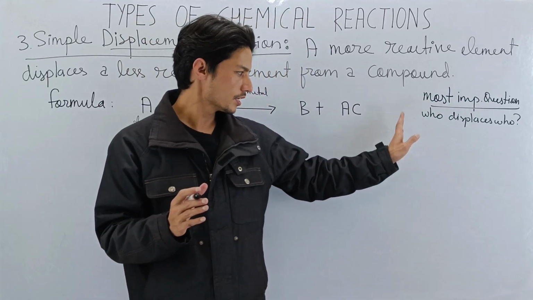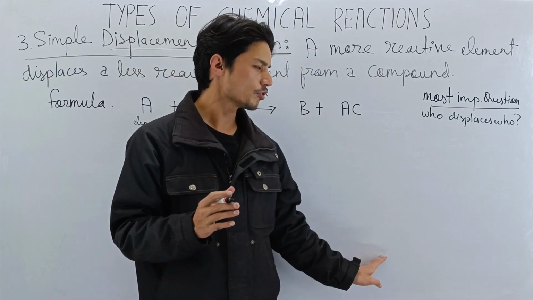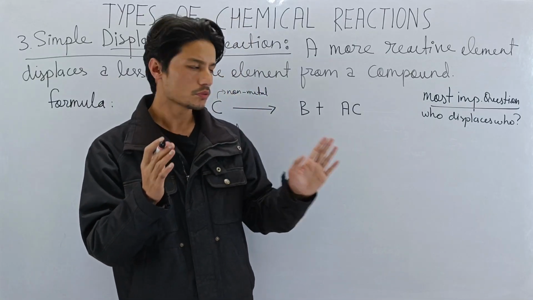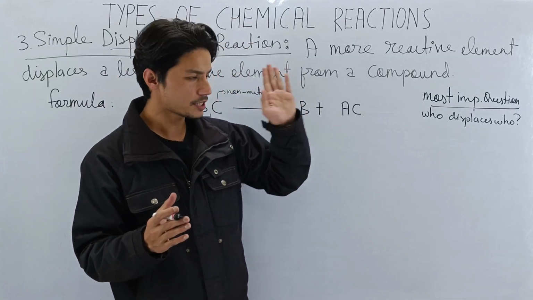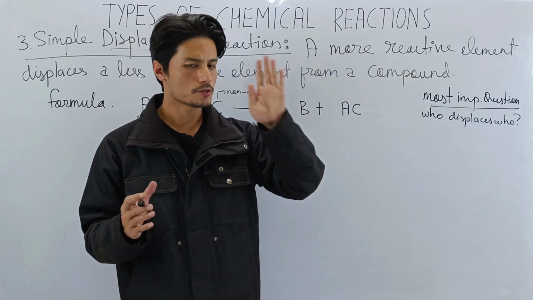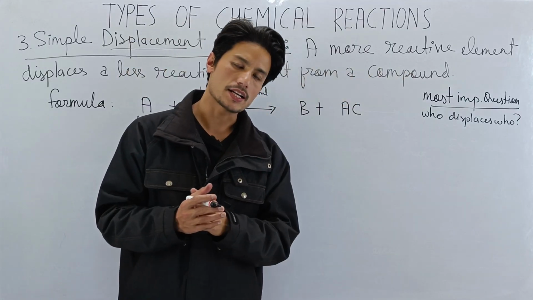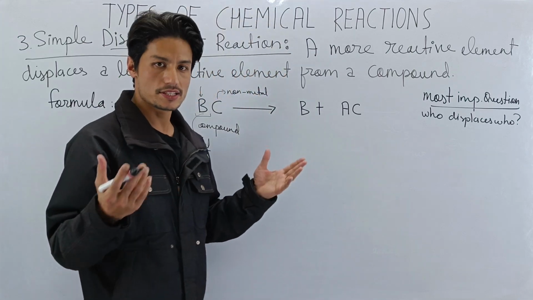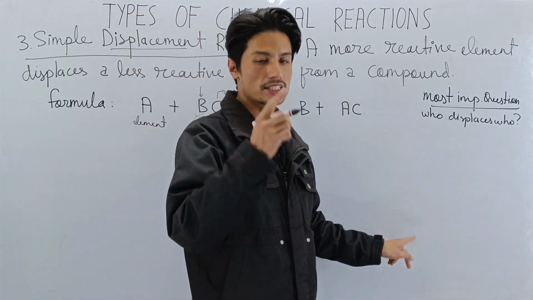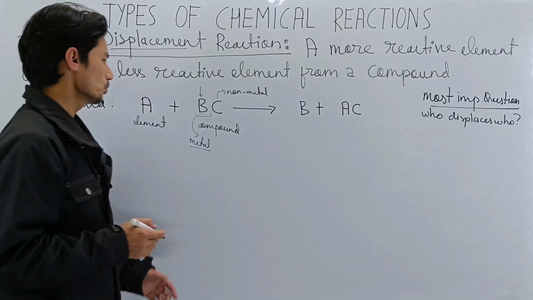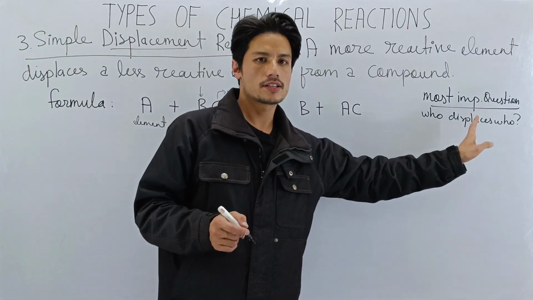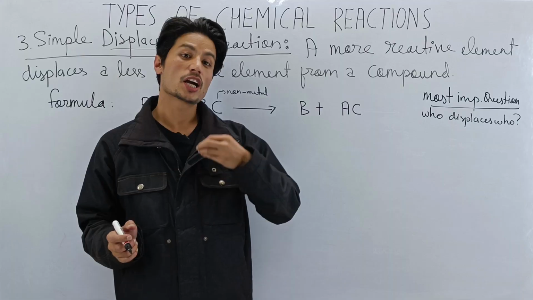So is there something available for students to know, by which we can know that this particular metal can displace this metal, and this particular metal cannot displace this metal? The answer is yes. My dear students, the answer is yes, there is. That is called the reactivity series. If you want to know who displaces who, you have to know the reactivity series. Only after you know the reactivity series, you can.